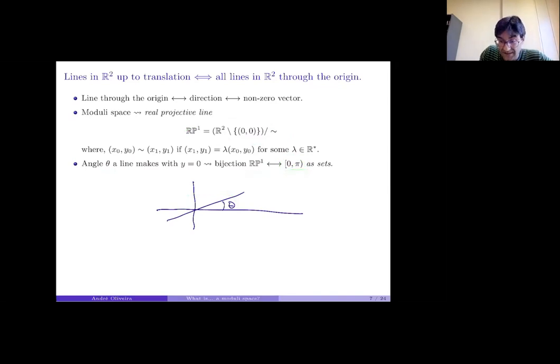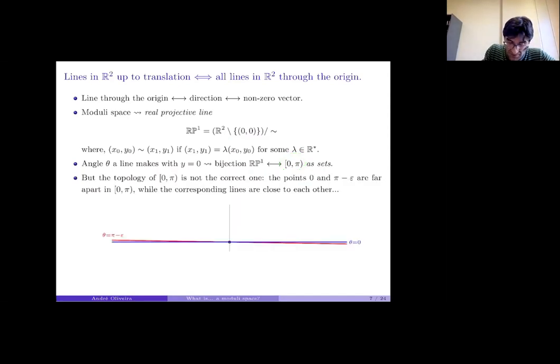Well, this is a bijection between sets, but it turns out that this has not the correct topology that we want. Recall that we want the moduli space to reflect the fact that when two objects are close to each other, then the points should be close to each other on the moduli space. This is not the case here. The point theta equals zero, this line here, and the point pi minus a very small epsilon are very far apart in this interval, but they are two lines through the origin which are very close to each other. So this is not the correct topology. We cannot put here the topology of this interval. It's not the correct thing to do. You see the problem?